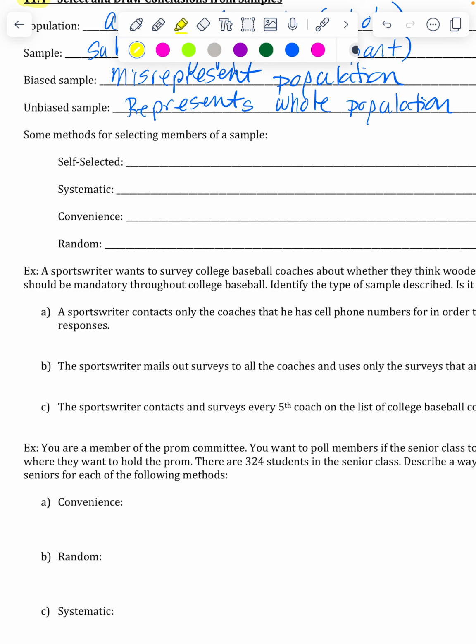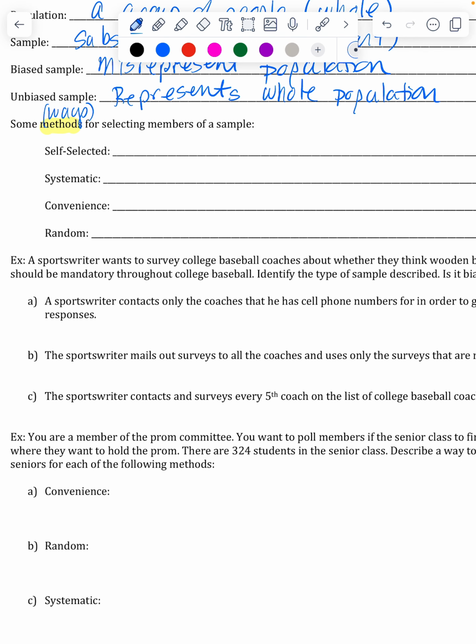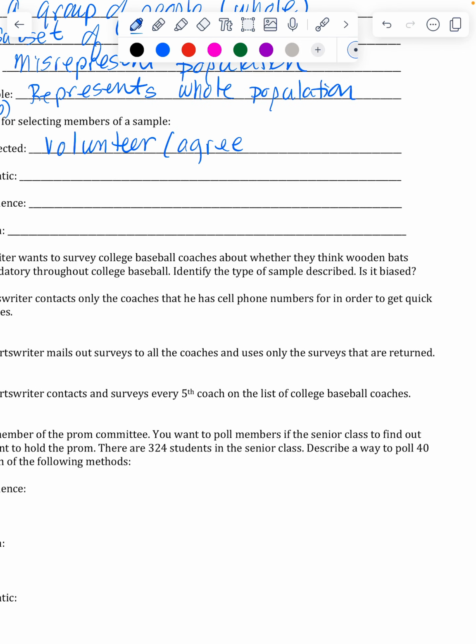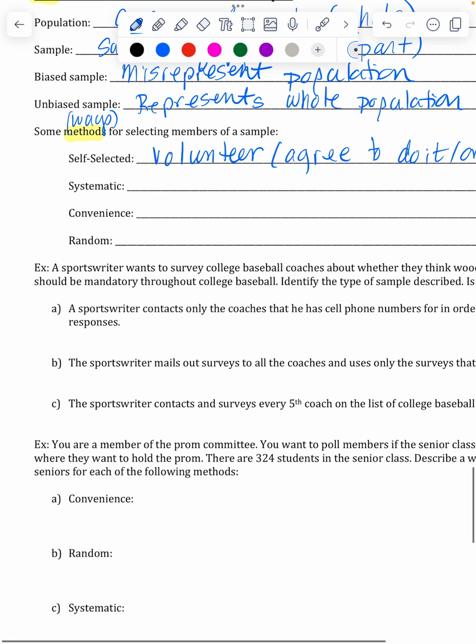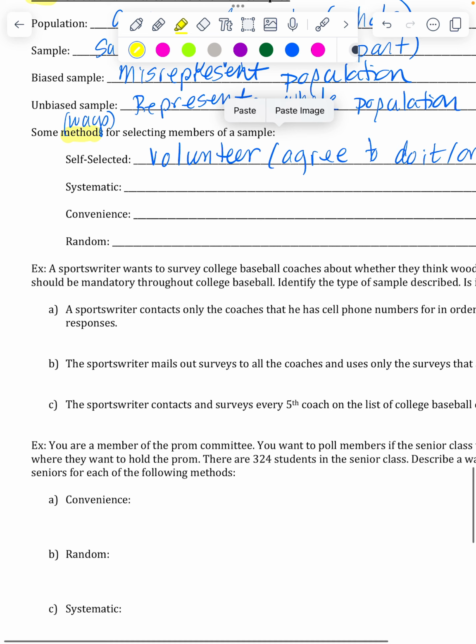So these are methods, meaning ways that you can go about collecting your data. One of them is called self-selected. It's basically people that volunteer, and they agree to do whatever it is. You might send out a survey, and people will reply if they feel like it and not if they don't. For example, if you're walking around the mall and they're trying to get you to do a survey, if you stop and do the survey, you're self-selecting because you are volunteering when you did not have to.